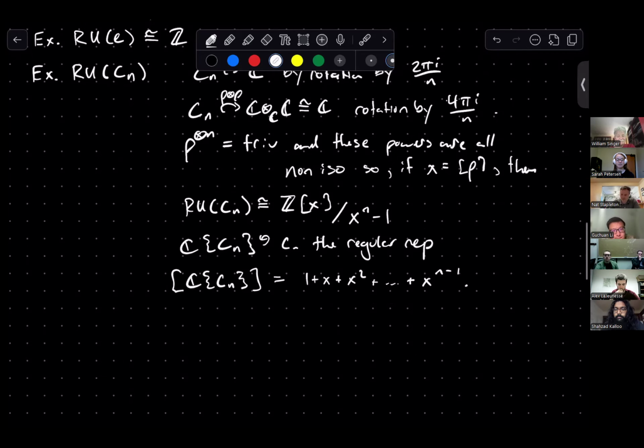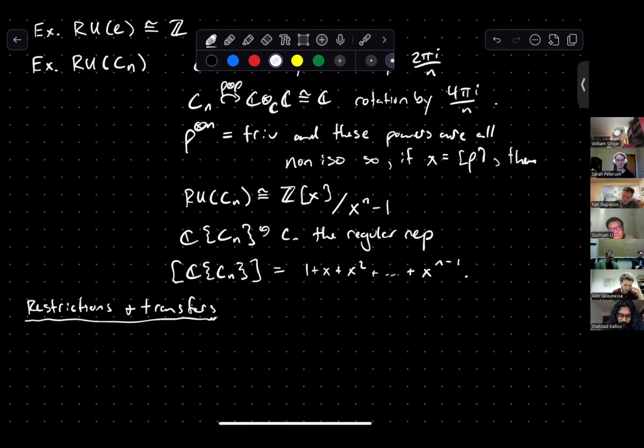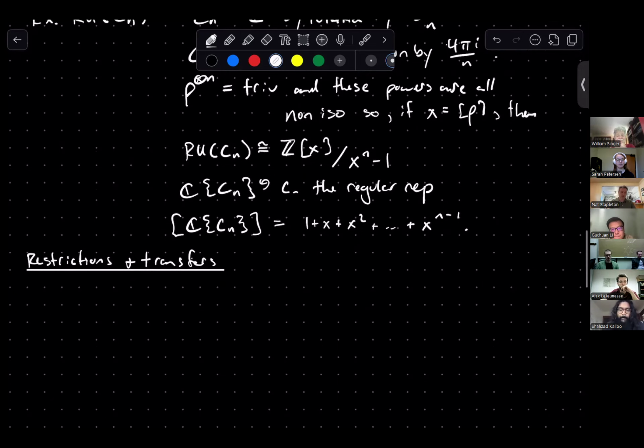So that was our background section. So let's talk about restrictions and transfers. We're working our way towards understanding what global algebra is. We don't just want to understand these representation rings alone, just for a single group. The idea of global algebra is to understand how these things fit together as the group varies. And that's what we're going to jump into.